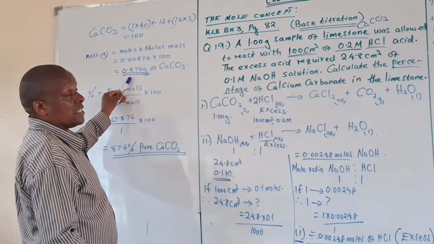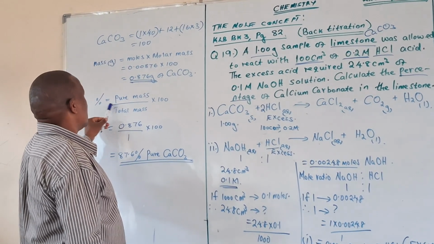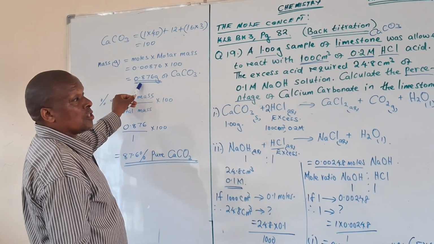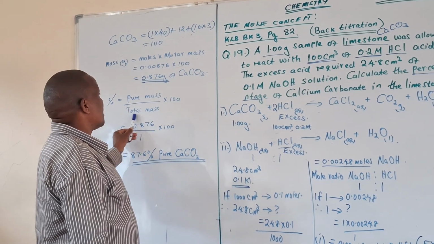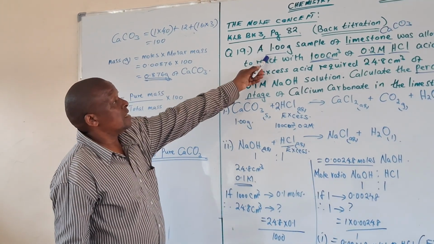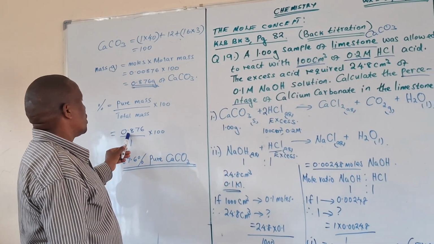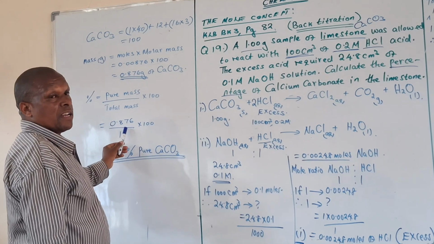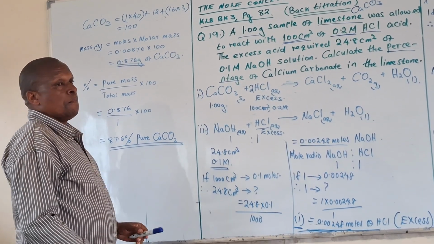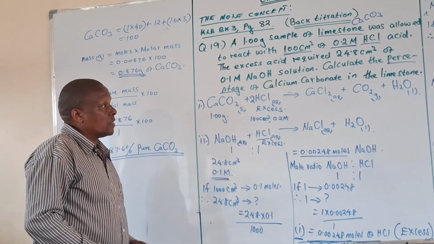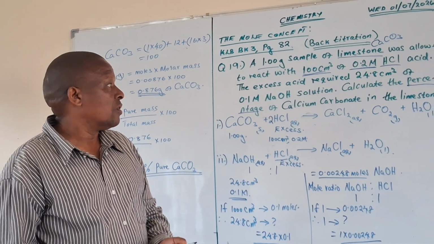You get 0.876. How do we get the percentage of calcium carbonate? So it will be what? The mass that reacted with hydrochloric acid, which is 0.876, that is the pure mass. We divide by the total mass, which was present in the sample of limestone, times 100. So we get 0.876 divided by 1 times 100. Yes. We get 87.6% pure calcium carbonate.